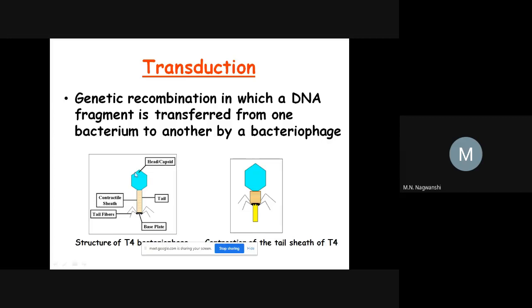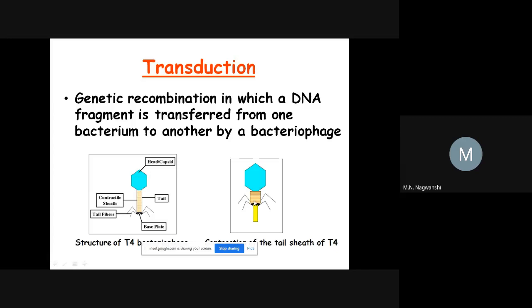So this is the structure of a bacteriophage T4. This is the head or capsid. This is a contractile sheath called the tail. This is the base plate, and to this base plate the tail fibers are attached.